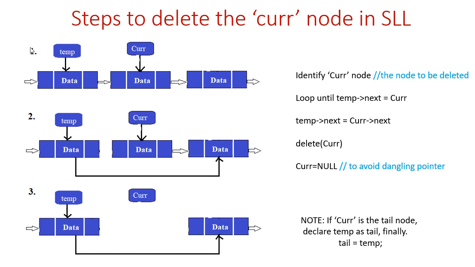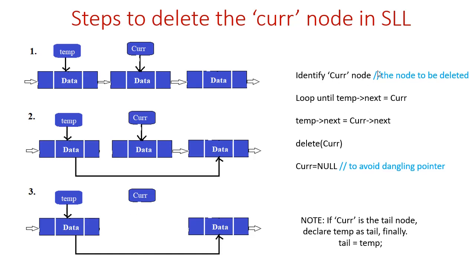Once I identify the temp node and the current node, I need to establish the appropriate links between this temporary node and the node next to the current node. Here you can see I have erased this link and established the link between temp and current's next. The next step is to delete the memory of the current node, and this current pointer is now a dangling pointer. You may want to set it to null.